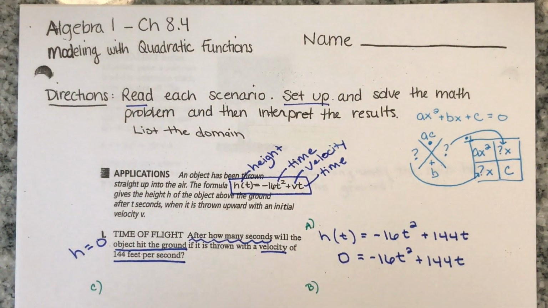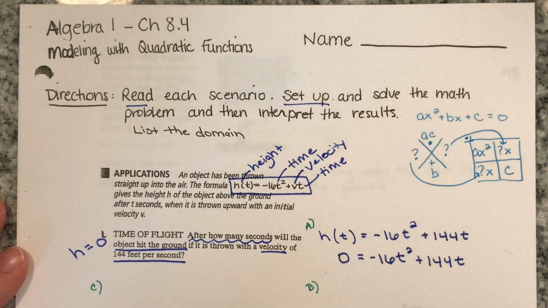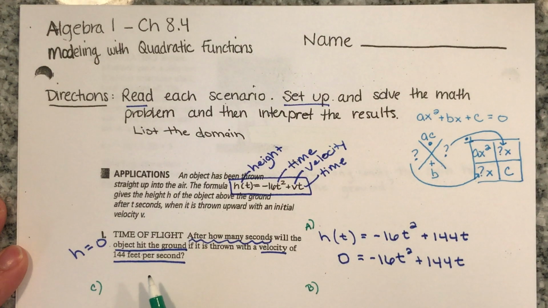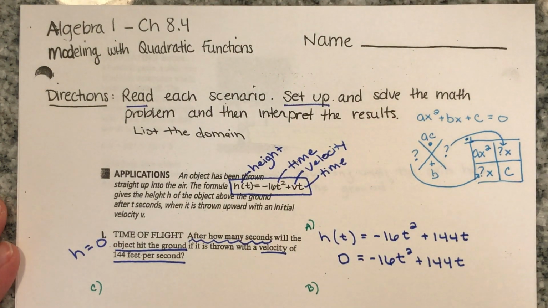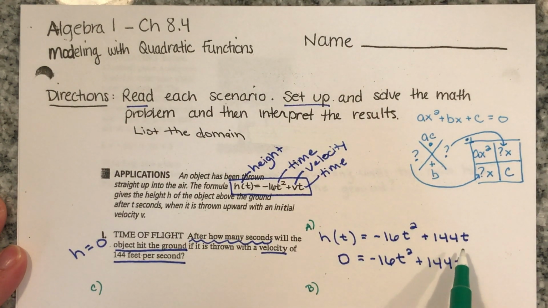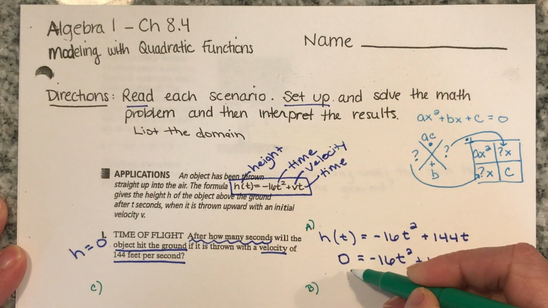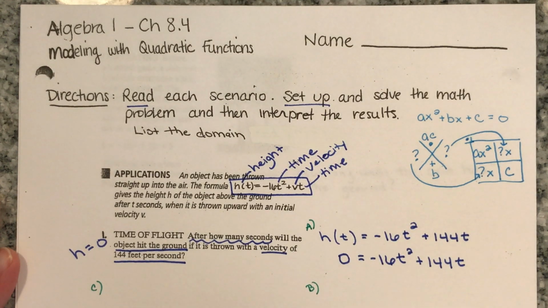So, in number 1, just to refresh your memory, we had an object that was thrown upward with a velocity of 144 feet per second, and we wanted to know how long it would take it to hit the ground. So we took the formula they gave us and plugged in our velocity, and we plugged in the final height, which was hitting the ground, so 0. Now we're going to solve this.